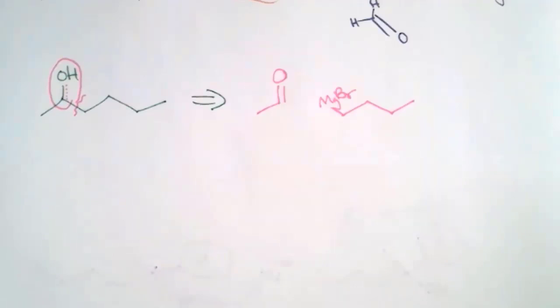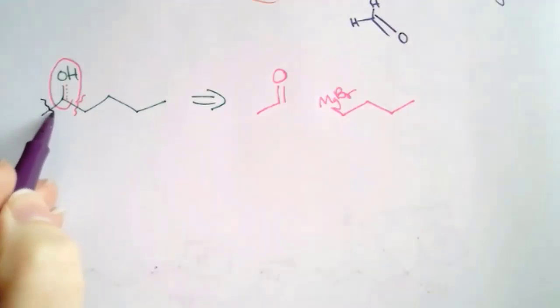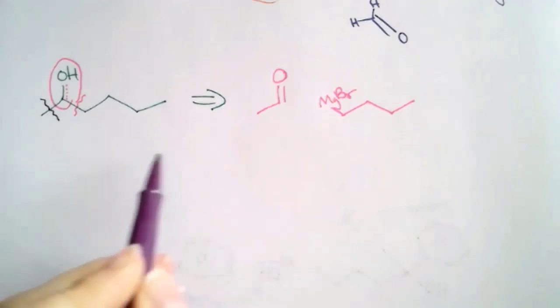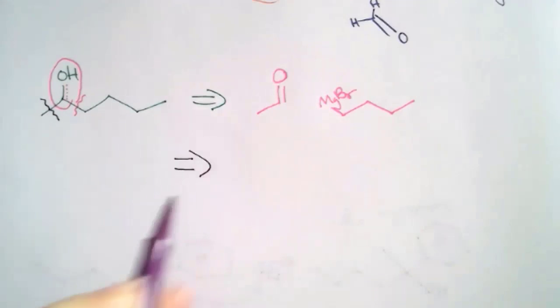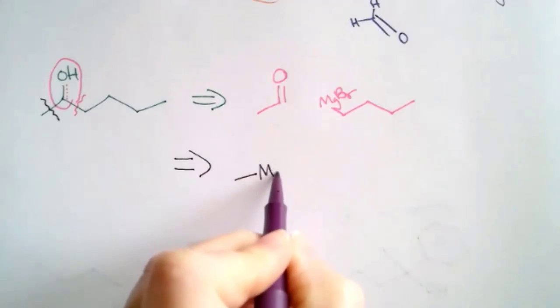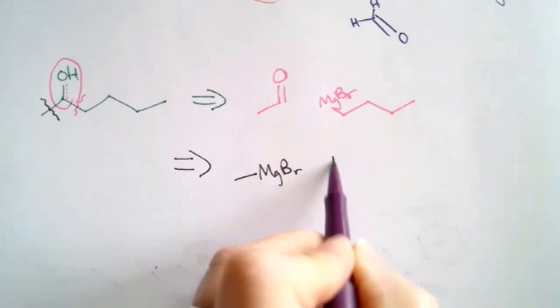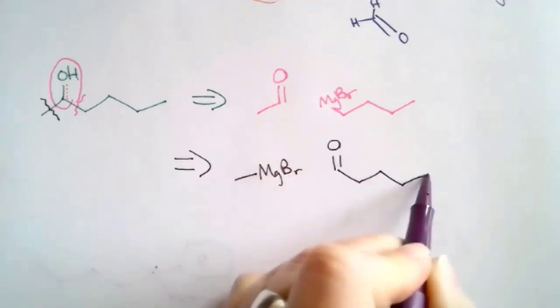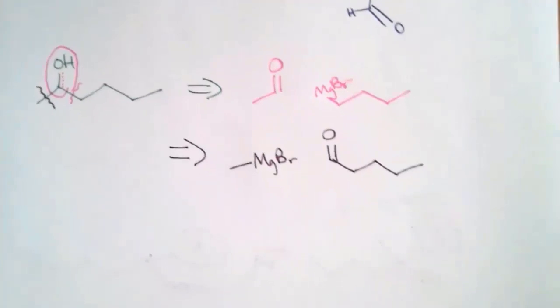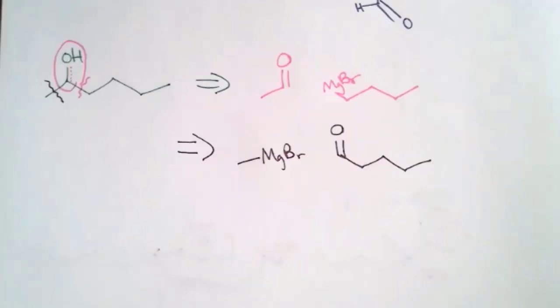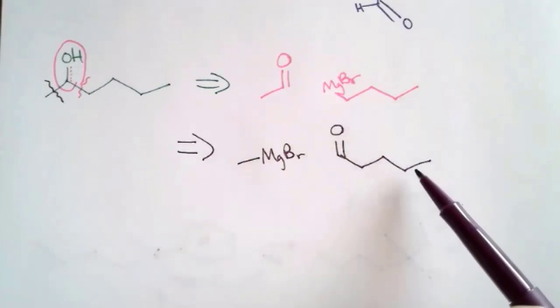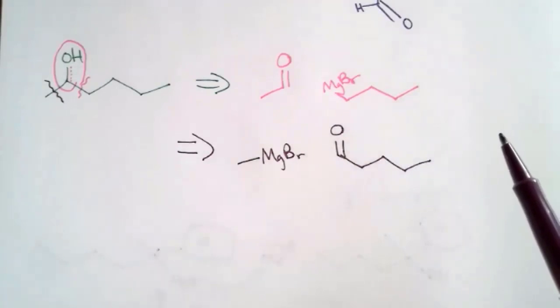That's one way. I could also imagine this is the bond that was made. So I could say a 1-carbon Grignard attacked a 5-carbon aldehyde. Is there an advantage to one over the other? Not at all. Not this time.